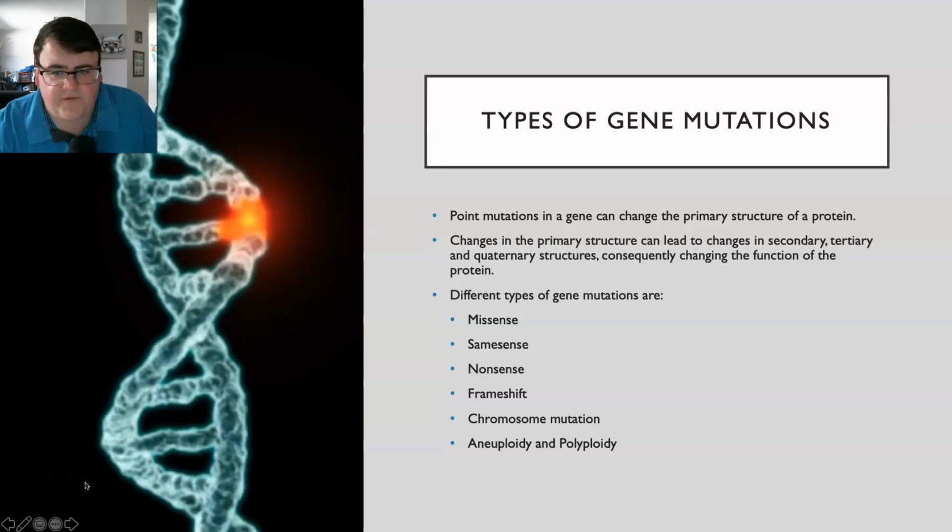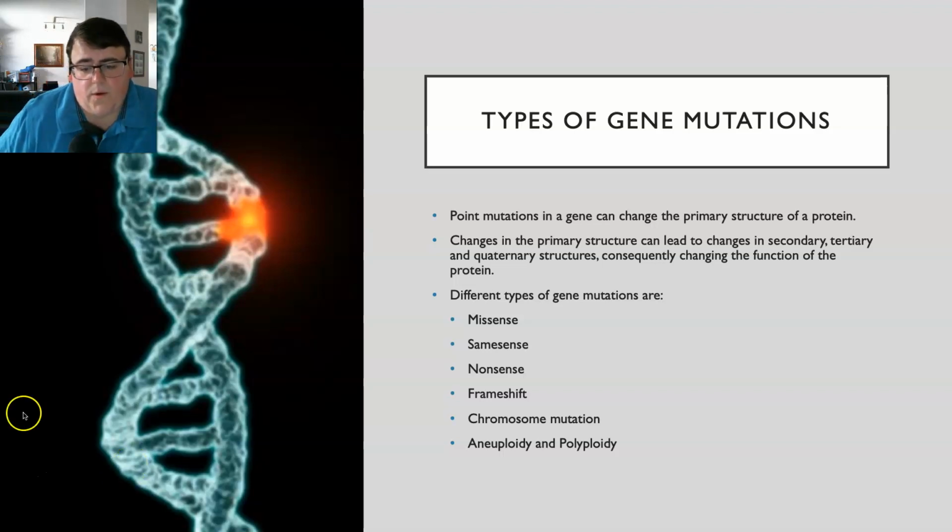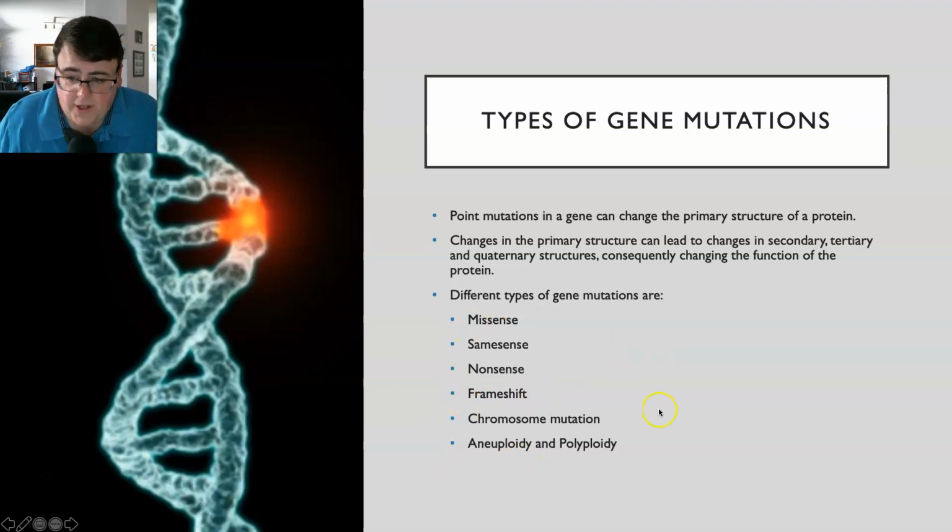Like we've got types of mutations for DNA, there's also different types of gene mutations. The different types of gene mutations that we're going to look at are Missense, Samesense, Nonsense, Frameshift, Chromosome mutation, as well as Aneuploidy and Polyploidy. Now, we're going to talk about each of these on a different slide. Each of these has the potential to change the secondary, tertiary, and quaternary structures because they're changing the primary structure. Okay, let's start having a look at those.